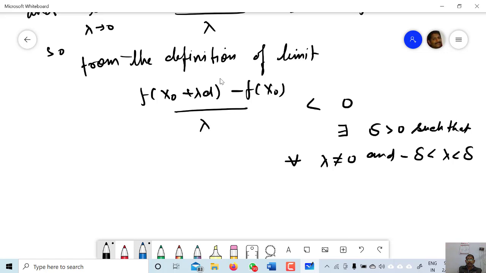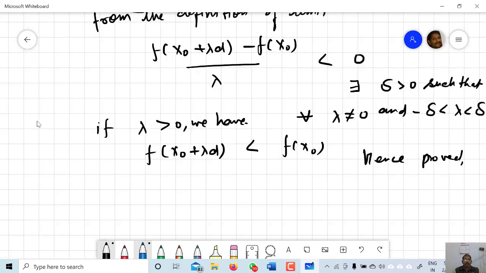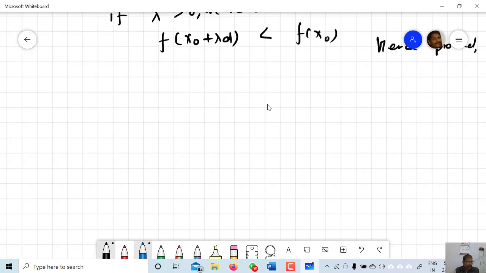So if lambda is greater than 0, from the above point we can write that this thing is less than 0. So we can say that f of x0 plus lambda d should be less than f of x0, and it is what we were supposed to prove. So in this way the theorem gets proved. So this was the first theorem which we have proved here.